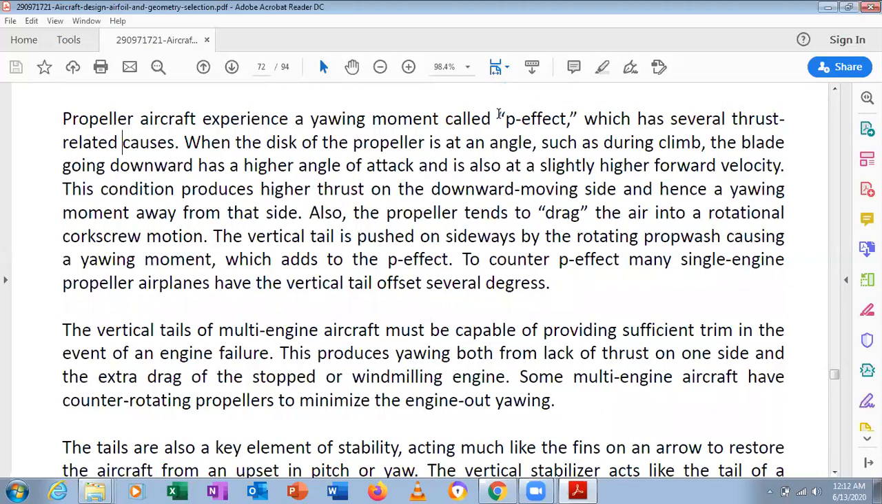In propeller-based aircraft mainly, because the propeller will be at the front, that yawing moment is called the P effect. It's called the propeller effect, which has several thrust-related causes.